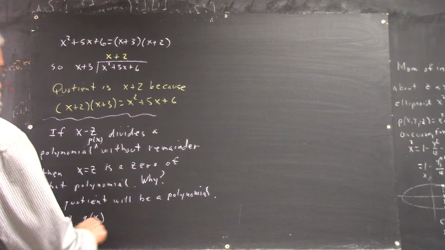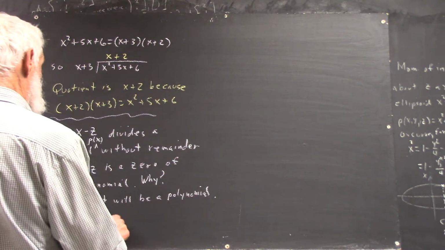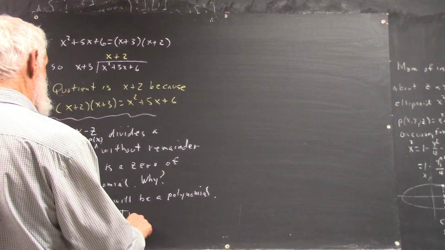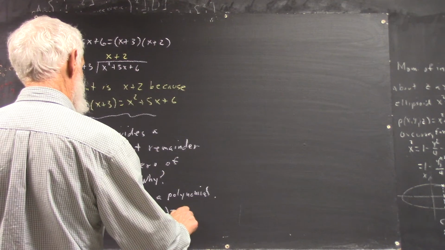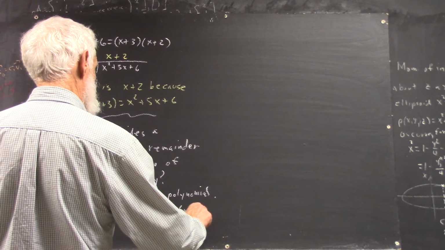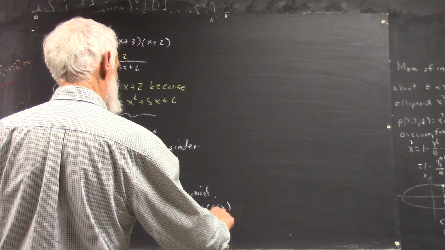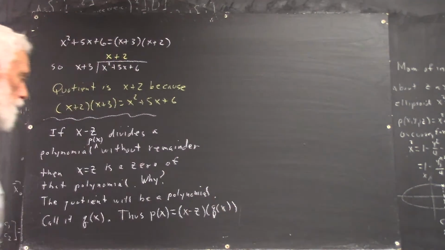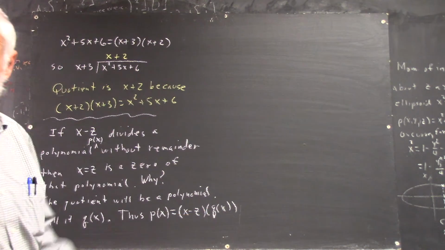So we've got to call it something. Since it's a quotient, we'll call it q of x. Okay? Then your p of x is going to be x minus z times q of x, right?